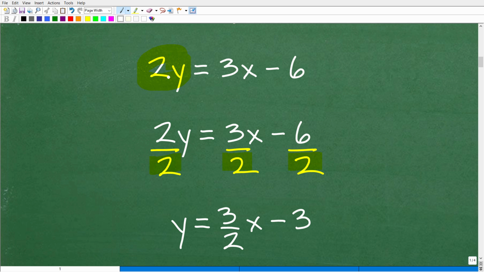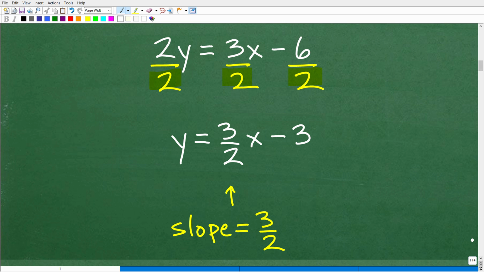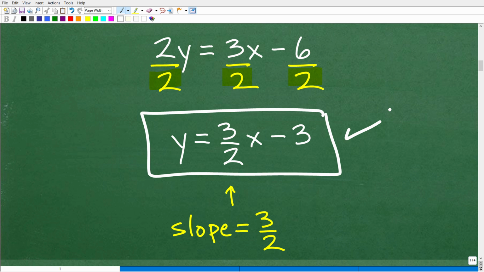And the reason why we're doing that is we want to get this y all by itself. We have 2y, we want y. So 2 divided by 2 is what? Well, the last time I checked, that is 1. So 2 divided by 2 is 1y or y, and that's going to equal 3 over 2, okay, x minus 6 divided by 2, which of course is 3. All right, so this, in fact, is our linear equation. So we just rewrote this into slope-intercept form, so obviously I can identify the slope of this line as being 3 over 2.